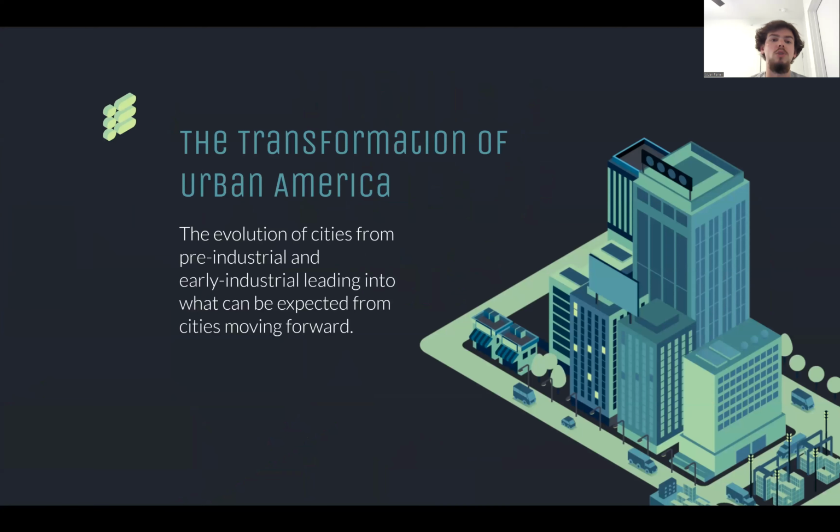So, first off, we looked at the transformation of urban America. This was a piece on how cities have evolved from their pre-industrial form into early industrial, into mass production metropolis, into post-industrial metropolis. And the main points are, we've evolved at this rapid, continuous pace, and it's not always been healthy for the urban climate.